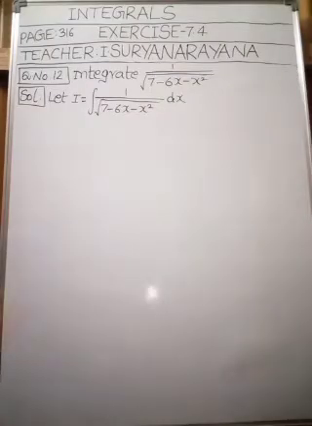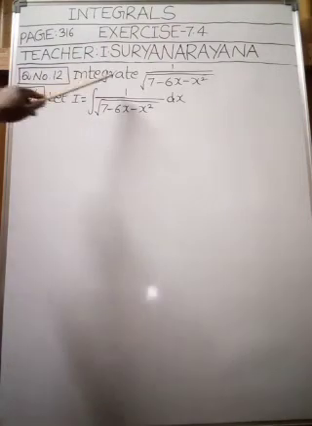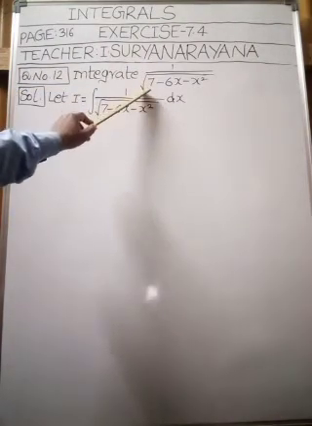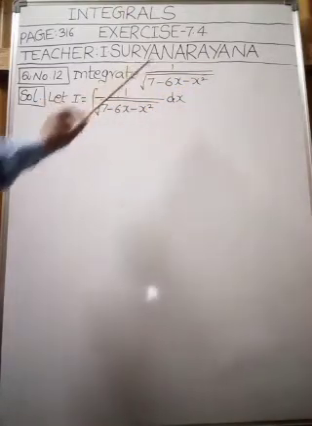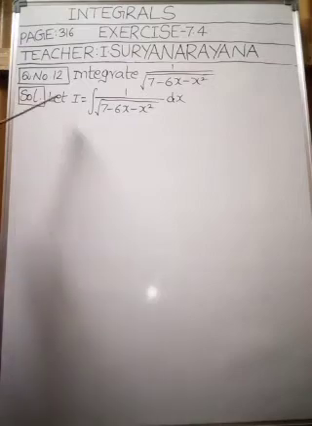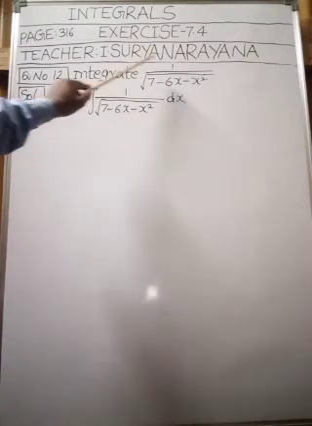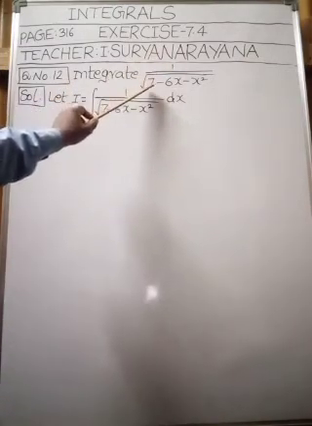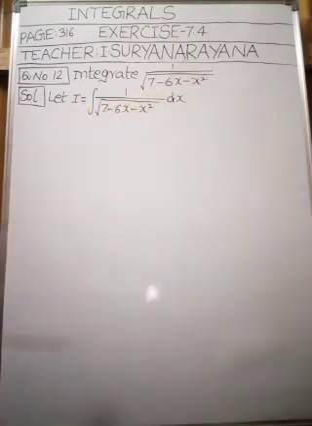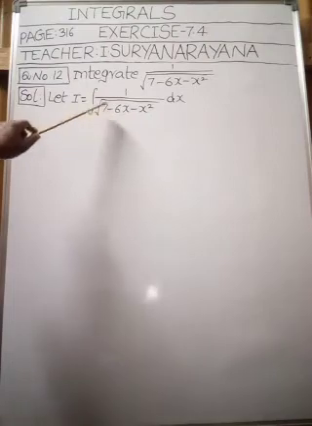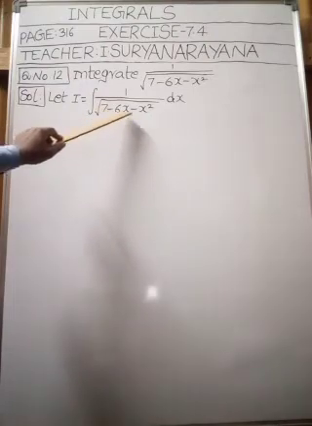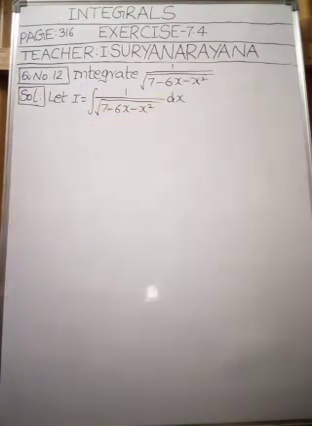Now come to the next question, that is question number 12. Integrate 1 by square root of 7 minus 6x minus x square. Understood this question, my children? Right. You have to find the integral of 1 by square root of 7 minus 6x minus x square dx. Okay, my children? Right. Come to the solution part. Let us assume that capital I is equal to integral 1 by square root of 7 minus 6x minus x square dx. Okay, my children?